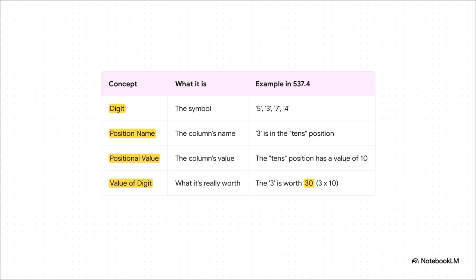Okay, let's break down these four pillars. First, you've got the digit. Easy enough, that's just the symbol itself. Then there's the column's position name, like the tens position. After that, you have its positional value. What does tens actually mean? It means the number 10. And now, here's the absolute game changer, the one that ties it all together: the value of the digit. This is what that digit is truly worth. So for that 3 in our example, its value is 3 times its positional value of 10, which is 30. This four-part system makes everything crystal clear.